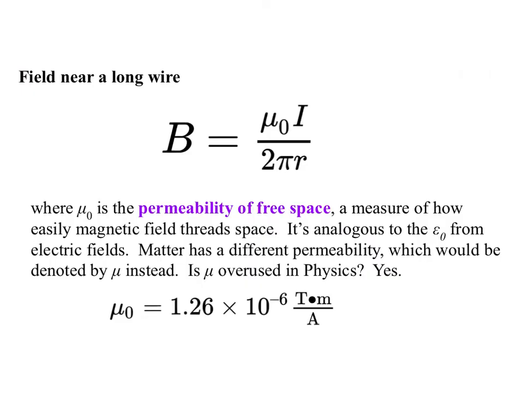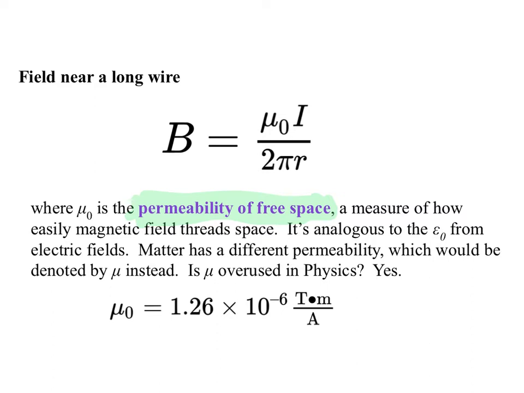All right. Empirically, the equation for the field near a long wire has been worked out, and it's that the magnetic field B is some constant times the current over 2 pi r, where r is how far we are from the wire. This constant mu naught is called the permeability of free space. It's a measure of how easily magnetic fields thread through free space, and in other materials, it wouldn't be mu naught, it would be mu, because they would have some other permeability.